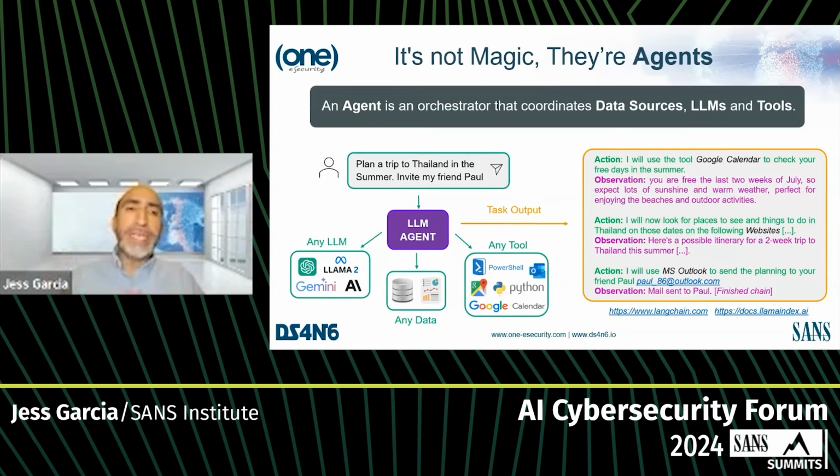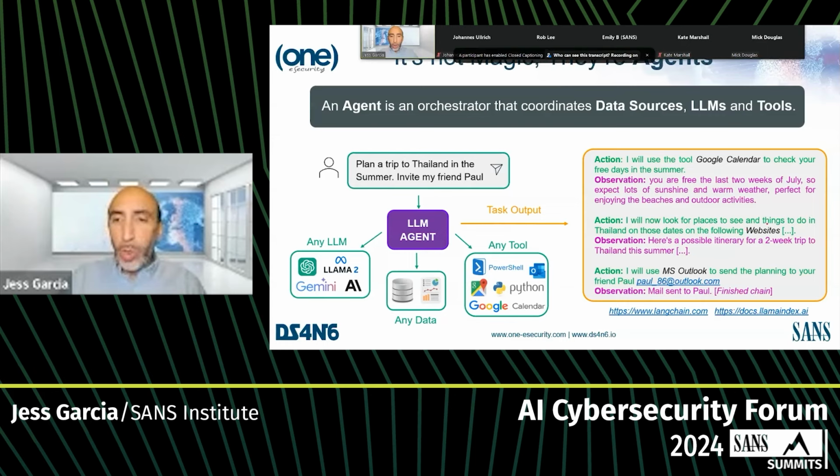So let me give you a very simple example of how an LLM agent works. So an agent is an orchestra. Well, plan a trip to Thailand in the summer. Invite my friend Paul. So what the agent would do is actually go to these specific tools. First of all, it would ask the LLM what it needs to do. Then the LLM agent would go to Google Calendar to check your free days in the summer. Then it could go to the websites that can help plan the vacation, and it will end up by going to your MS Outlook to send the email.